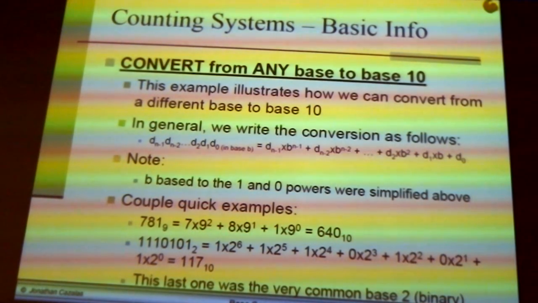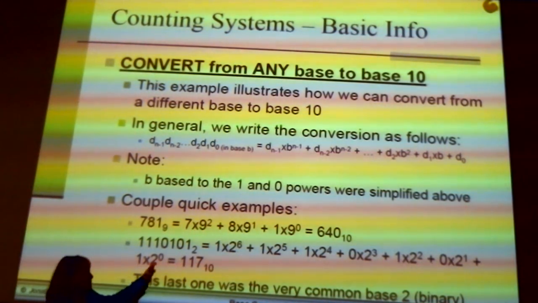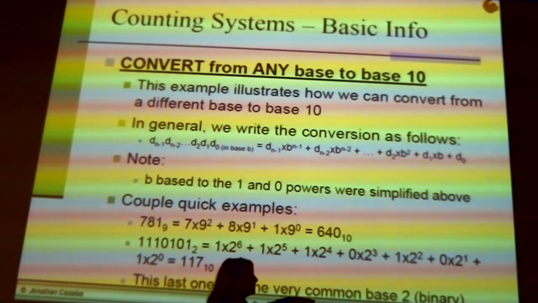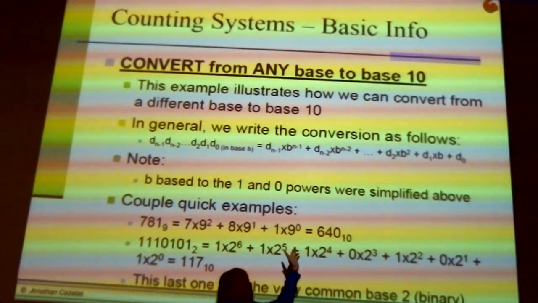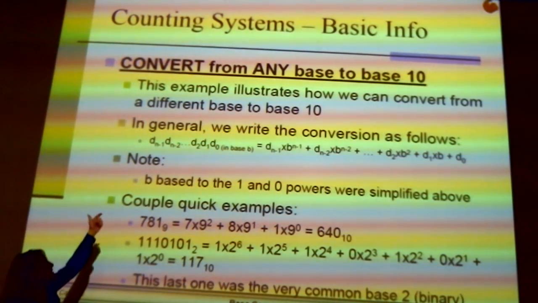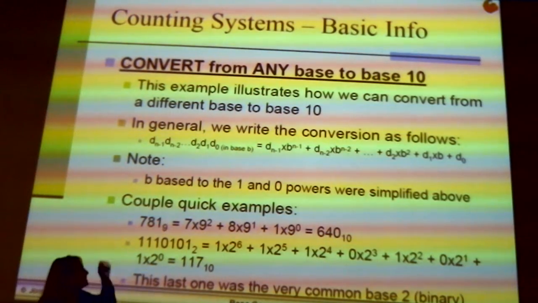It all functions the same way. You always start at the rightmost value, and it's raised to the power of 0. And then 1, 2, 3, and it just increases by 1. So that's what the conversion up here is.